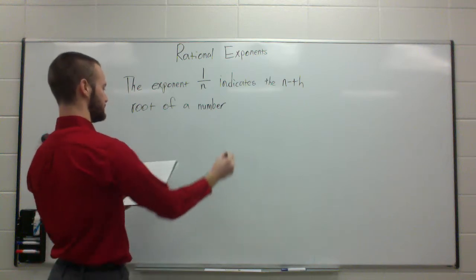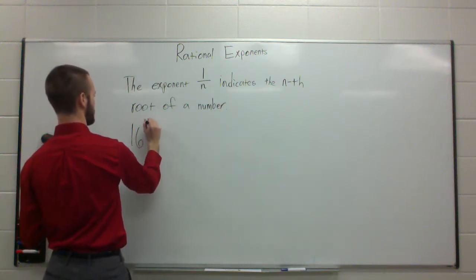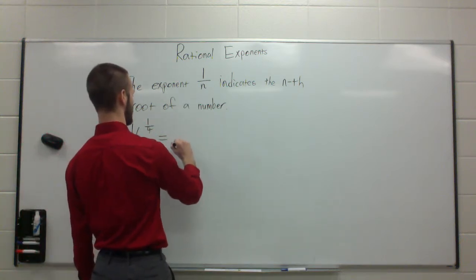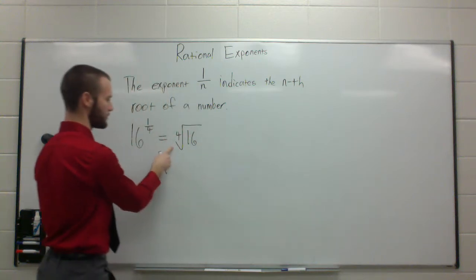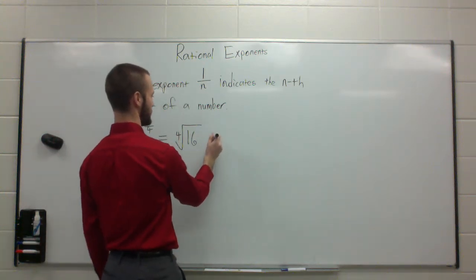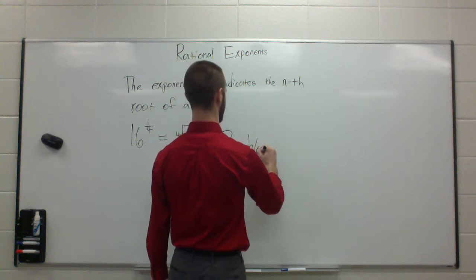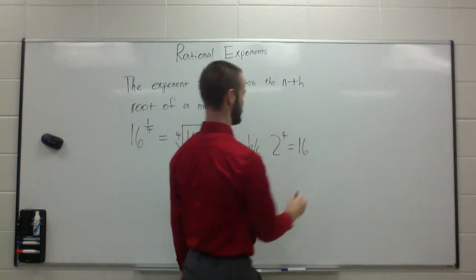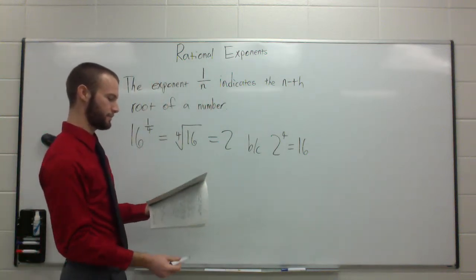So for example, 16 to the power of 1/4 is the same as having the 4th root of 16. And the 4th root of 16 just asks what number raised to the 4th power gives me 16. And that would be 2, because 2 to the 4th equals 16. 2 times 2 is 4, 4 times 2 is 8, 8 times 2 is 16.